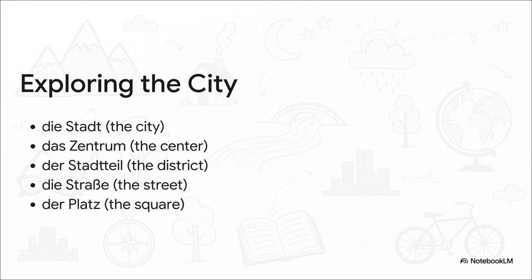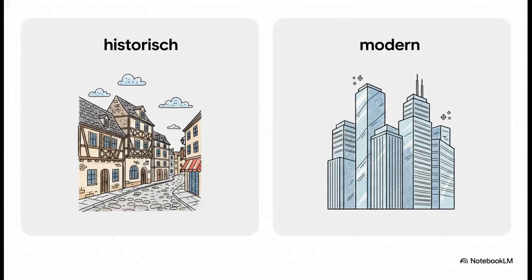The city is all woven together by its streets, die Straße, which often lead to a big open square, or der Platz. With just these words, you can already start building a mental map of any German city. But what's the city's vibe? Is it ancient, filled with stories and history? Then you'd call it historisch. Or is it full of shiny skyscrapers and brand new buildings? That would be modern. See? Two simple words that paint totally different pictures.